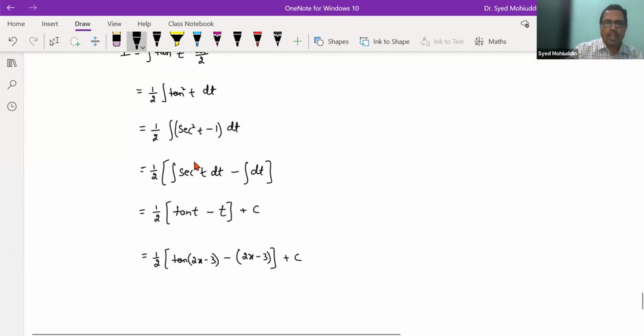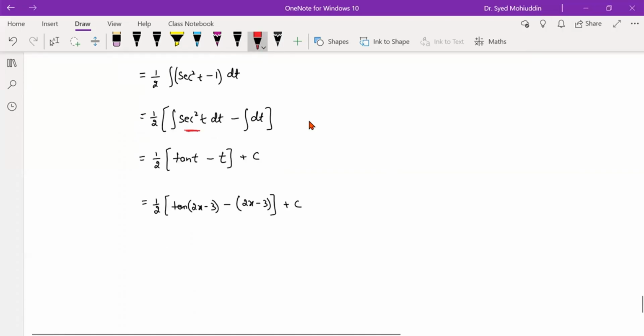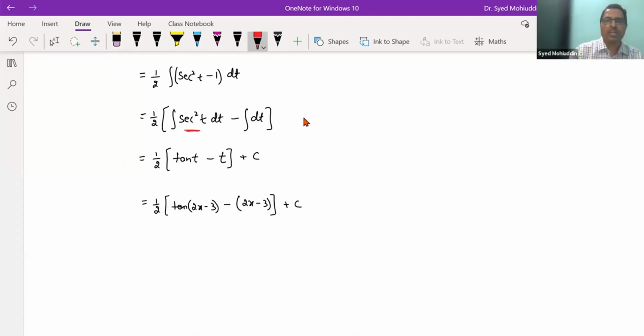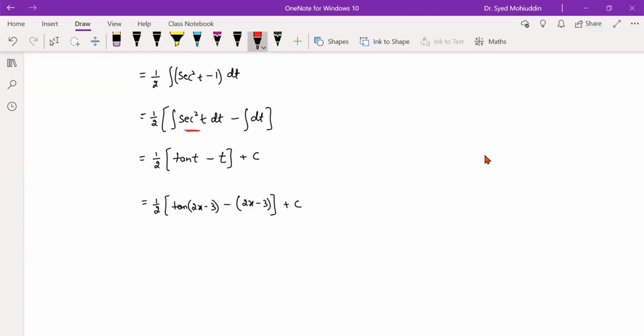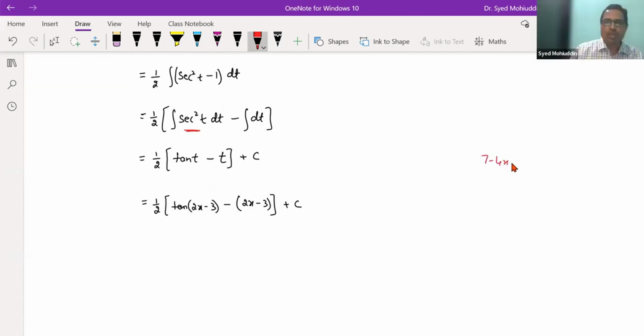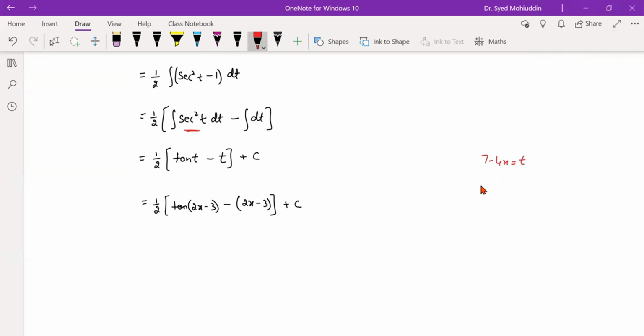Next question. Directly this step is given in the next problem. What is the substitution there? 7 minus 4x has to be taken as t. So you take 7 minus 4x to be t and then simplify it. Again, secant square integration will get you tan. When you differentiate here, it becomes minus 4 from the x differentiation.